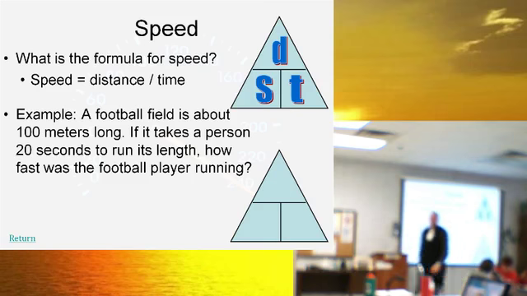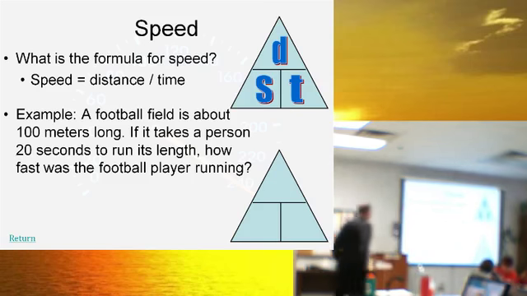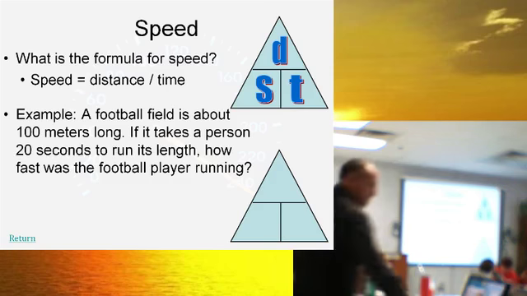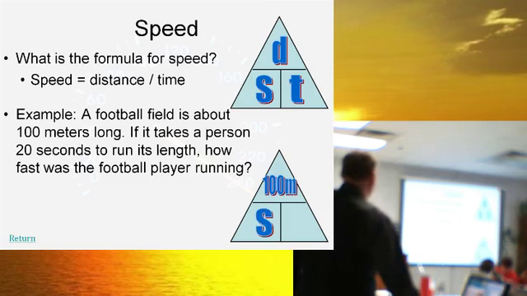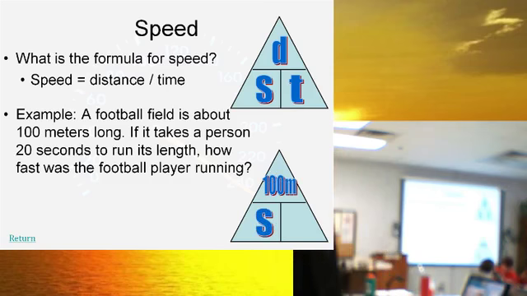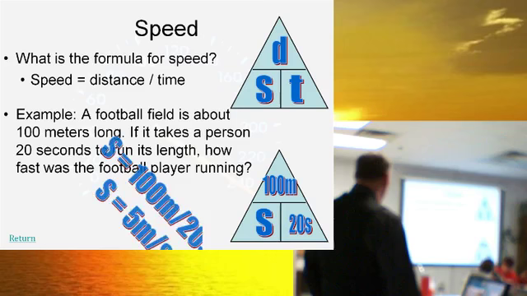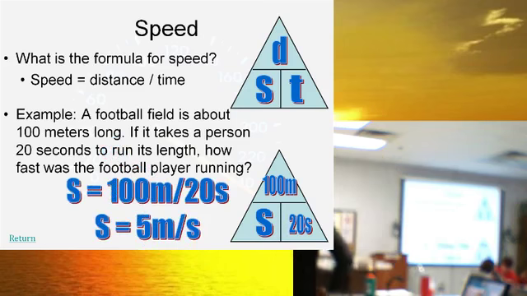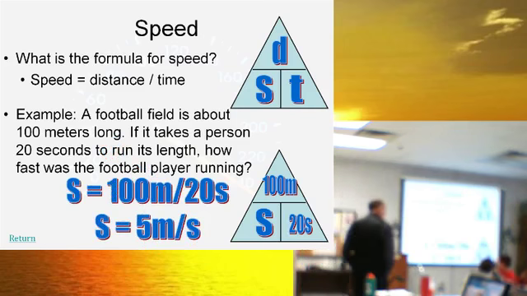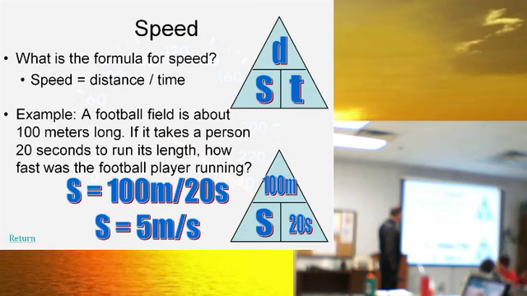Now in this problem, what is the distance? 100 meters. So where the D is, we would put 100 meters. And the time would be 20 seconds. When we divide those, we get 5 meters per second. So he's running 5 meters per second, which is 100 meters in 20 seconds. That's pretty fast. Well, relatively.